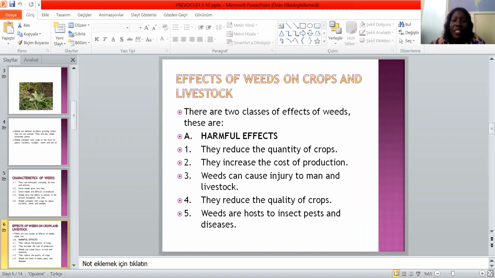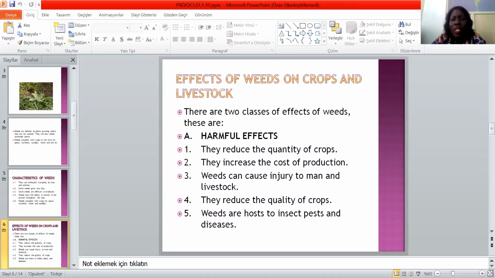Number three, weeds can cause injury to man and livestock. Some of them have this itchy effect on a man and even livestock. There's a particular weed that is called the devil beans. Once the seed gets to the body of man or even livestock, they have this itchy effect.